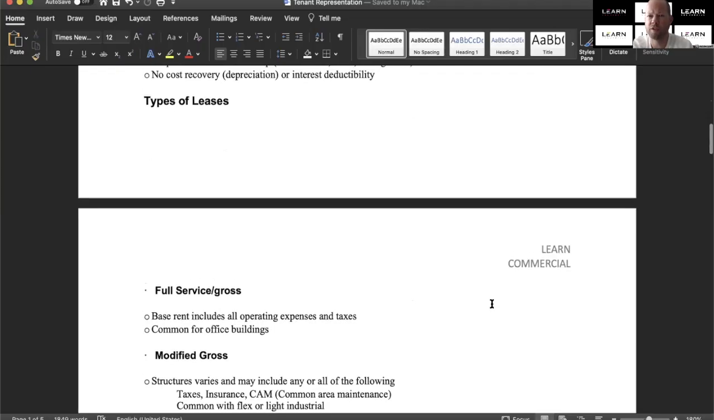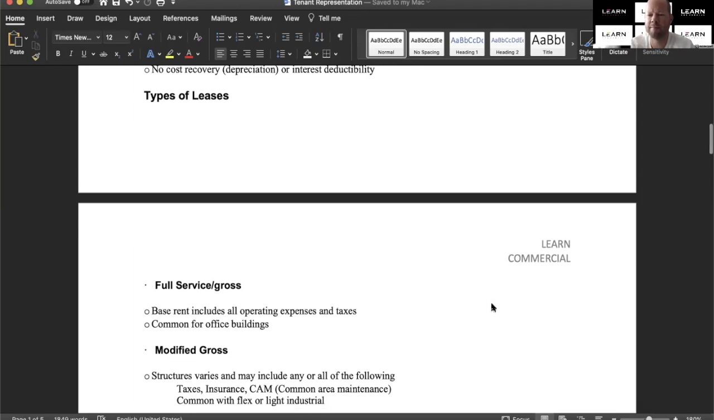All right, we got full service or gross lease. That's base rent includes all operating expenses and taxes. Common for office buildings in a lot of markets. Where I started my career was in Dallas, and most of the leases were full service or gross, or they would say full service plus E, meaning your rate would include all the expenses. They would just tack on electric. And usually that'd be anywhere from $1.25 to $2.50 a foot, depending on the size of the building, how old the unit was, how energy efficient it was, et cetera, et cetera.